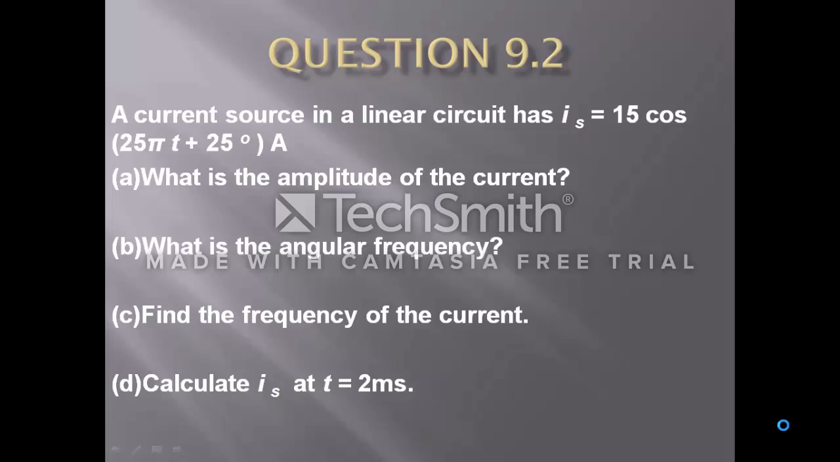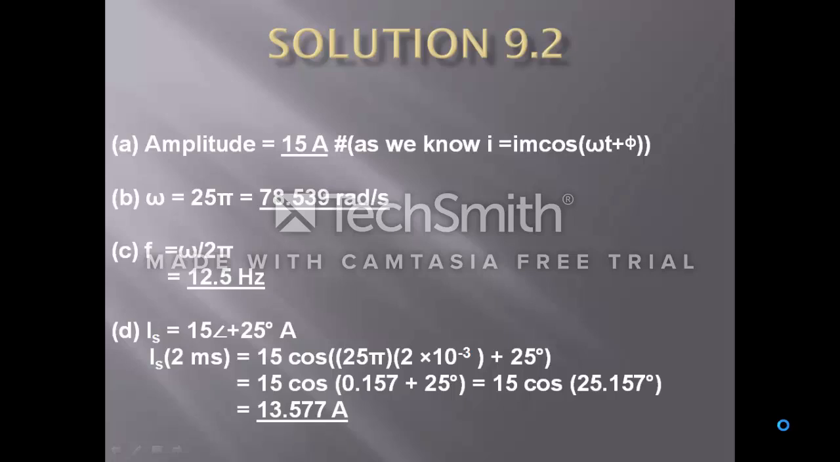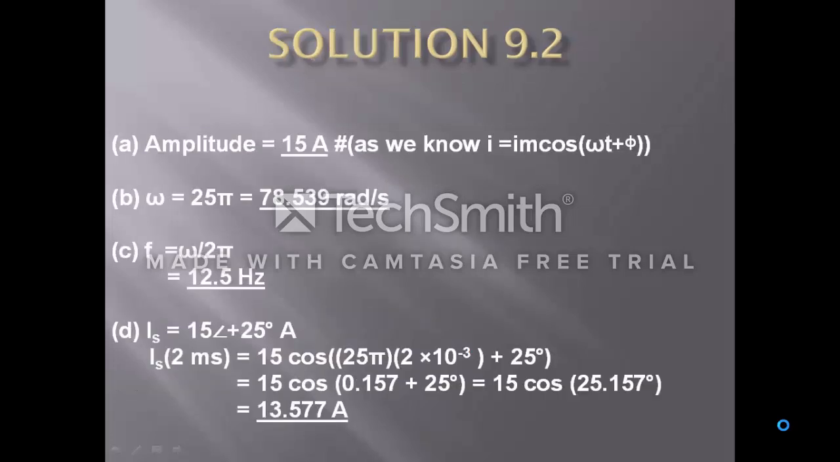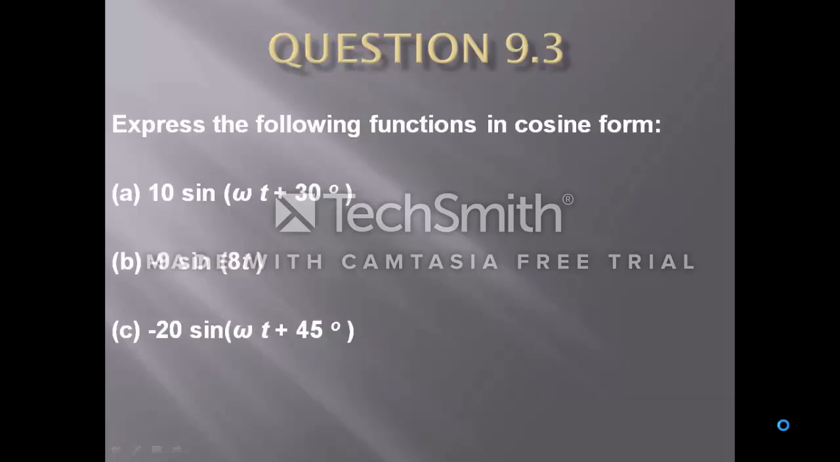Now for calculating the value of Is at t equal to 2 milliseconds, we'll substitute the value of t as 2 milliseconds in the general equation, that is Is equal to 15 cos(25 pi t + 25 degrees). So we'll get 15 cos(25 pi into 2 into 10 to the power minus 3 + 25 degrees). Here also we have to convert the angle, which is in radians, into degrees. So converting the angle, that is 25 pi into 2 into 10 to the power minus 3, into degrees, we get 1.157. So the value of current is 13.577 amps.